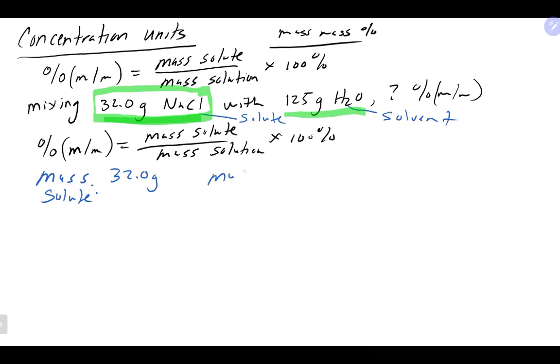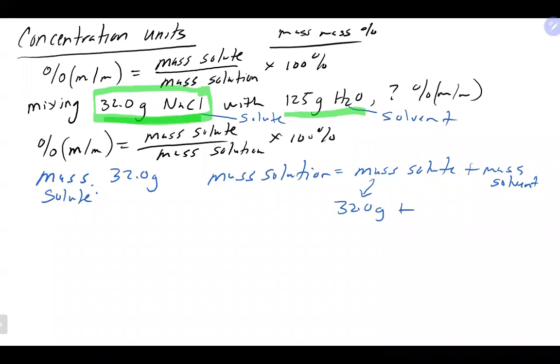Now, the mass of the solution is the important part of this calculation. There are two parts to the solution, right? There's the solute and the solvent. So when you do these types of problems, you want to make sure you get the mass of the solute plus the mass of the solvent, which means in this particular case, the mass of the solute is 32 grams. The mass of the solvent is 125 grams. So we actually need to add those together to get the mass of the actual solution. So 32 plus 125 will give us 157 grams.